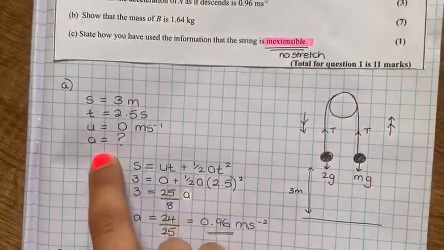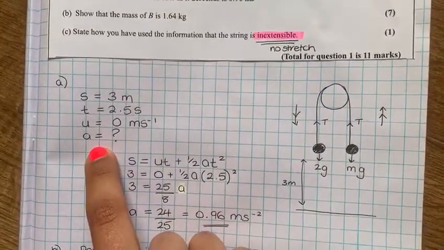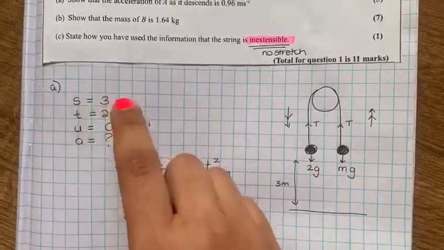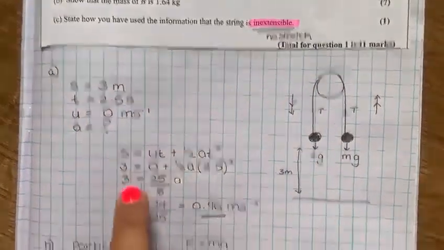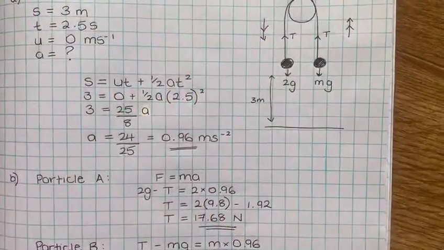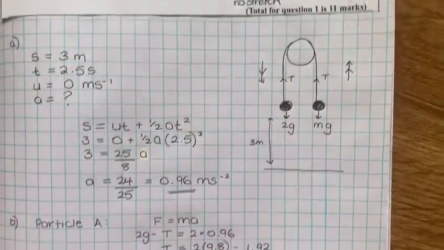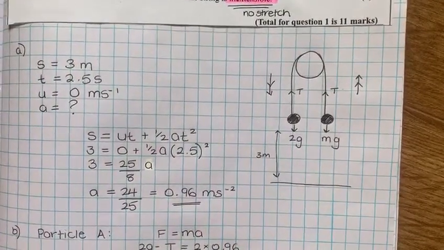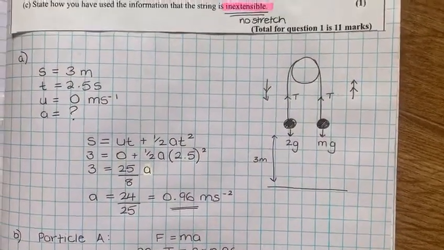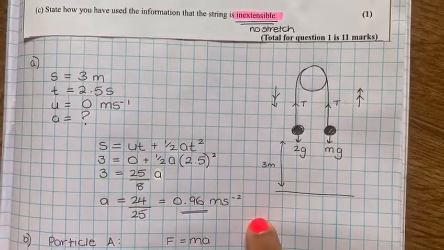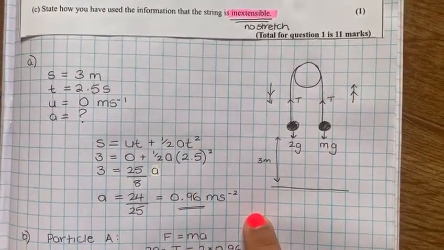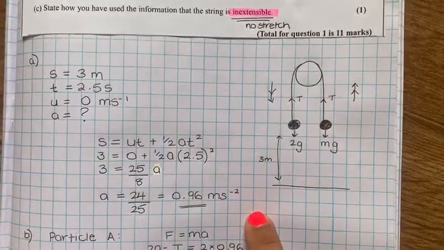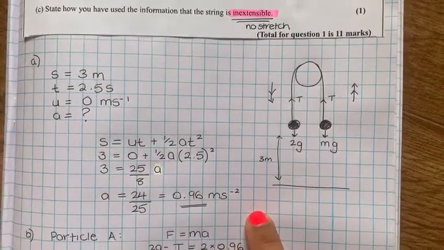From there, all I've got to do is find my A, which means I'm going to go to my SUVAT formulae. I'm going to pick the one that has the S, the T, the U, and the A in it, which happens to be this one here. So S equals UT plus half AT squared. I'm going to substitute in my values and work out my A, which is 0.96 meters per second squared. So I'm just going to leave that up there for a minute, and if you want to pause on that, you can. That is part A done.